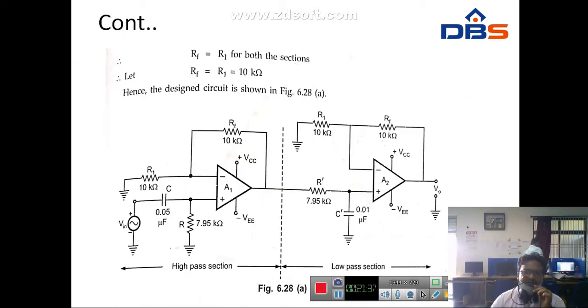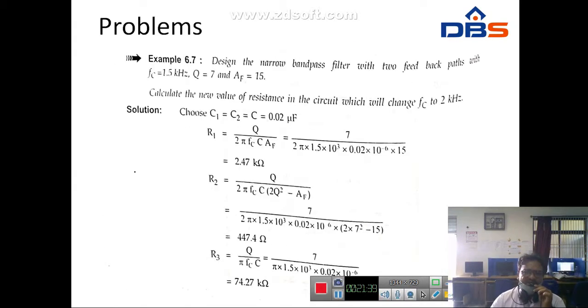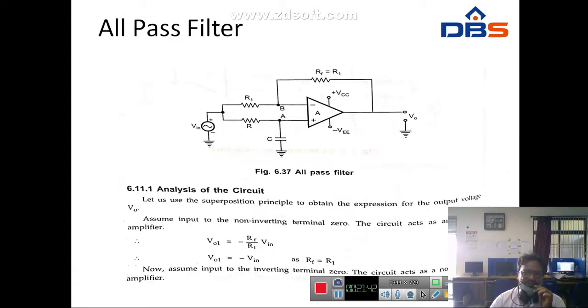The next one is the all pass filter. As its name suggests, an all pass filter passes all frequency components of the input signal without any attenuation, while providing predictable phase shifts, so that different signals change in phase.